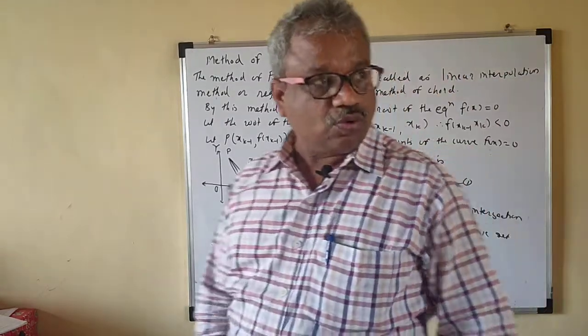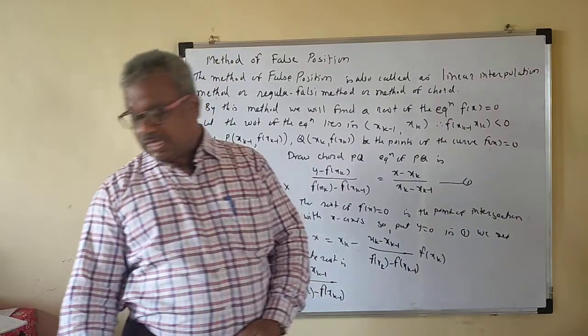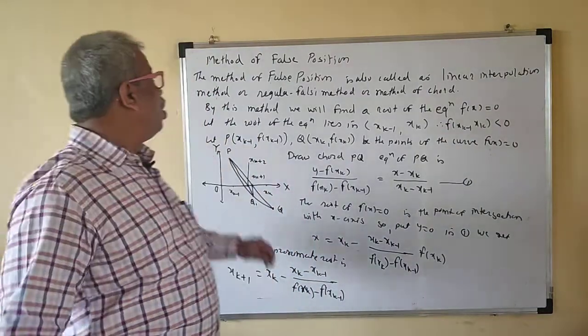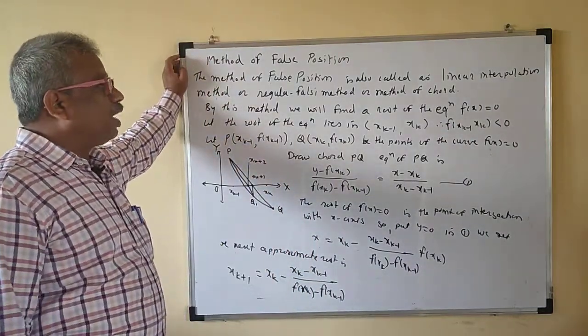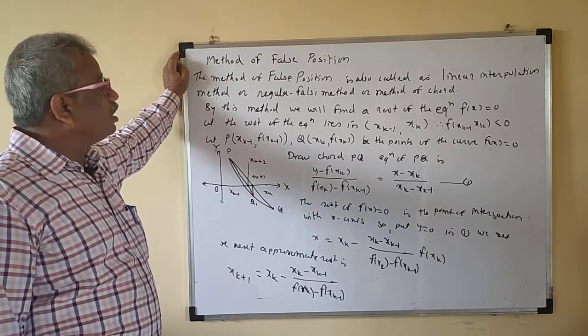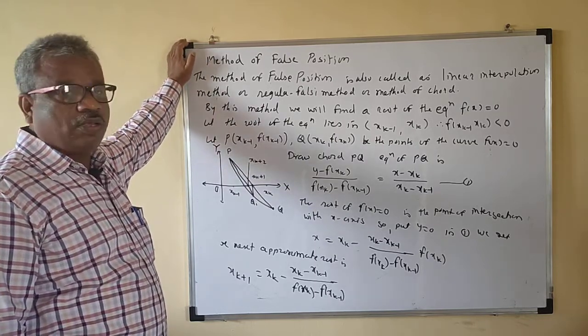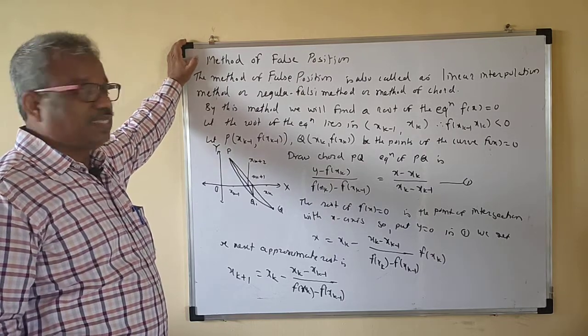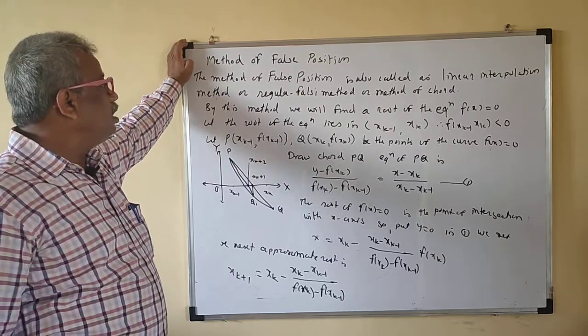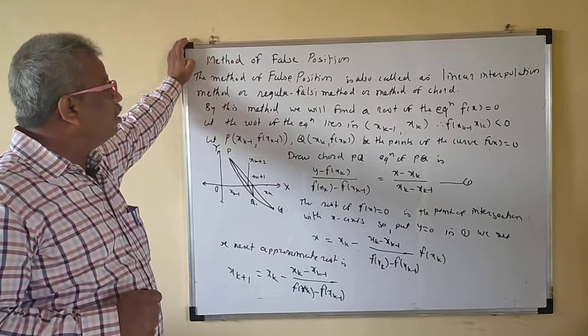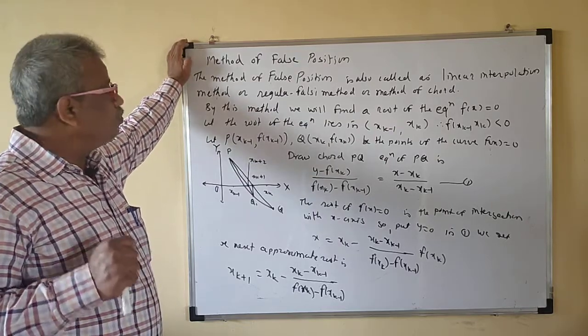Okay, so welcome to all of you. Today we will see the method of false position to find the root of the equation. So this is the second method. Previously we have seen how to solve the equation with the help of the bisection method. Today we will see how to find the roots of the equation by using the method of false position.